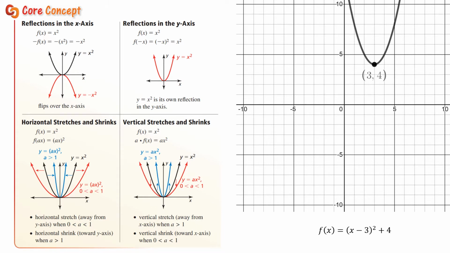That's going to act as a horizontal shrink. If we took a number like 1/3 and we squared that, that would become 1/9 x squared, and that's going to behave as a horizontal stretch. So values inside the parentheses that we multiplied times x have a reciprocal nature. If we see a value greater than 1, that's going to be a horizontal shrink. And if we see a value between 0 and 1, that's going to be a horizontal stretch.